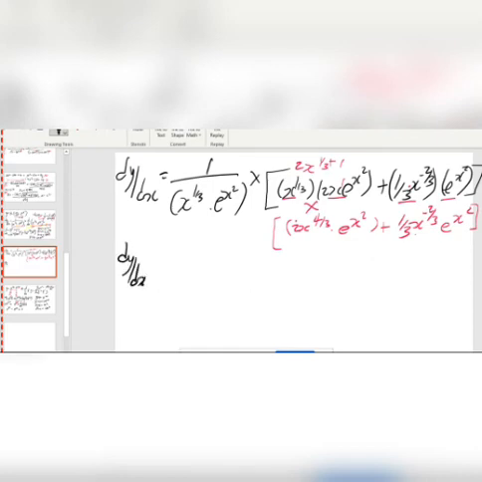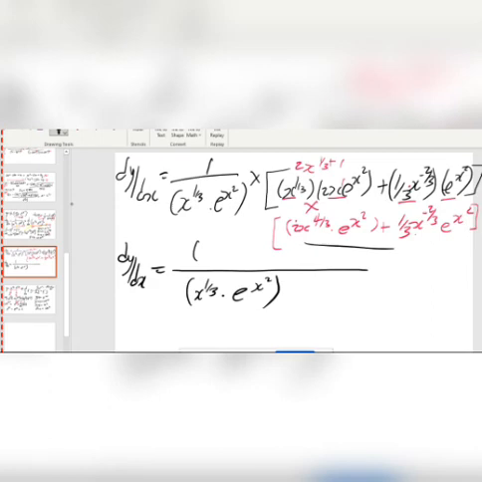Let me just write it down. dy over dx is equal to this whole thing divided by x^(1/3) multiplied by e^(x²). This whole thing is going to be your numerator. So you're going to get 2x^(4/3) multiplied by e^(x²), plus 1/3, minus 2/3 multiplied by e to the power x².